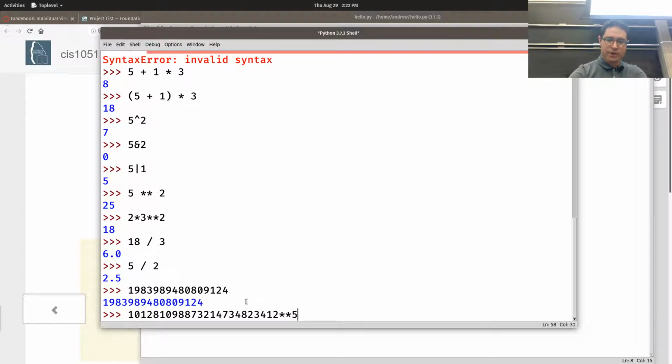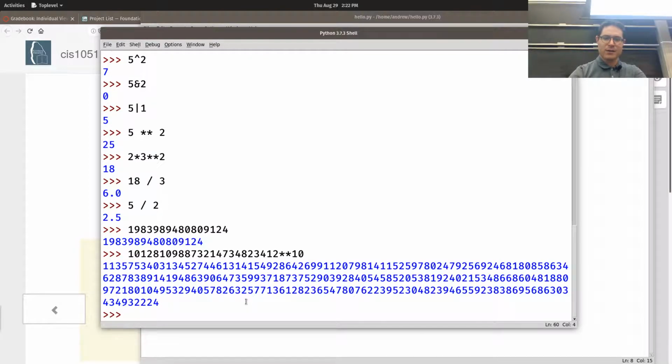Right, raise it to the, I guess, 10th power, sure. Yeah, Python doesn't really care. And notice also, just take a second to appreciate just how quickly that went. It was instantaneous from me hitting enter to me getting that number.